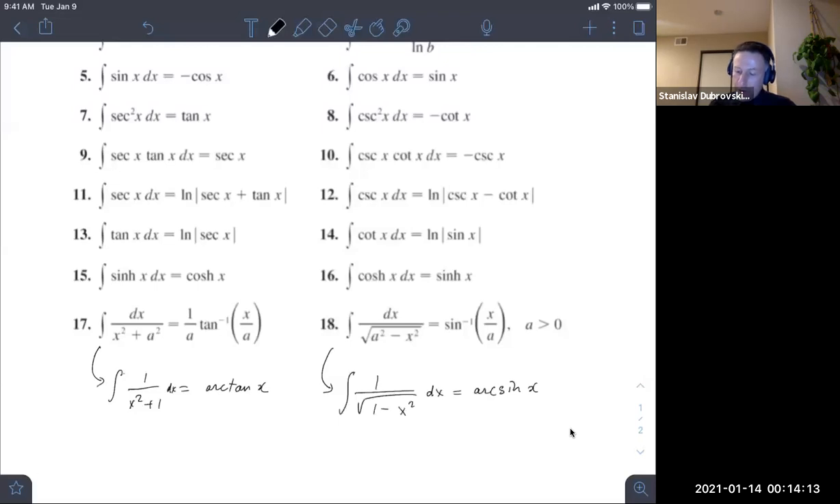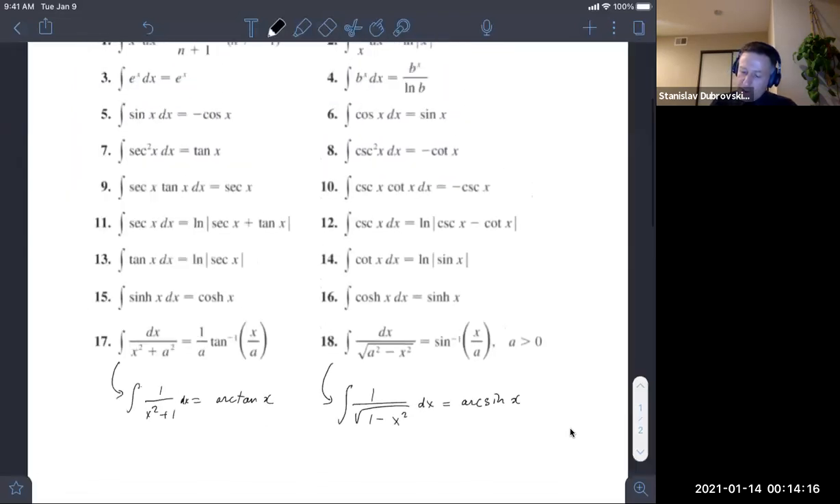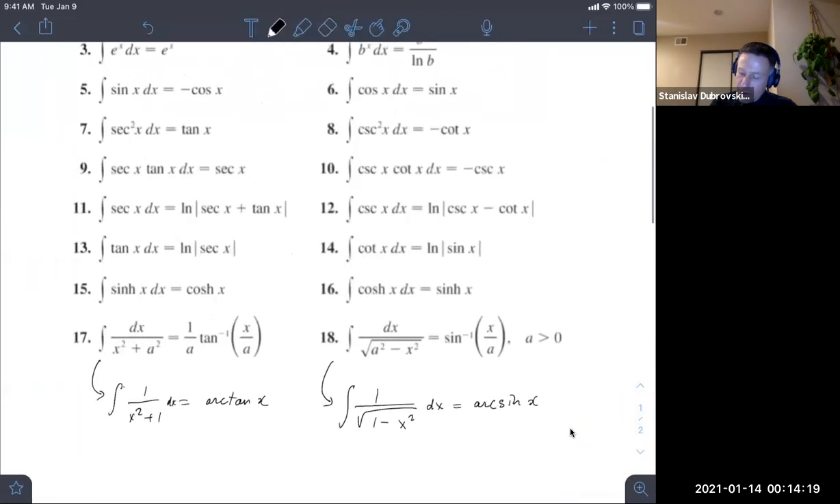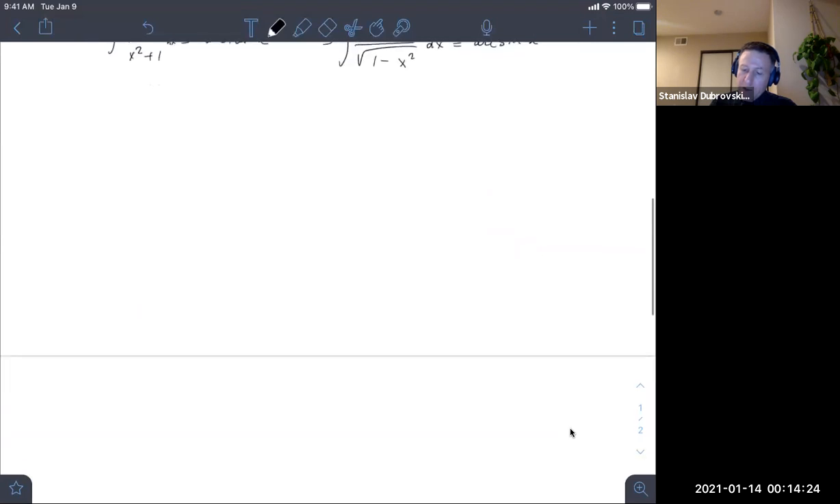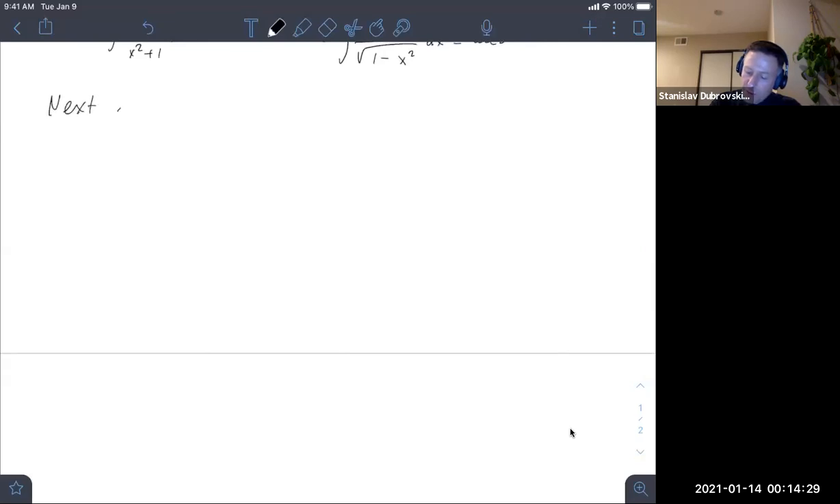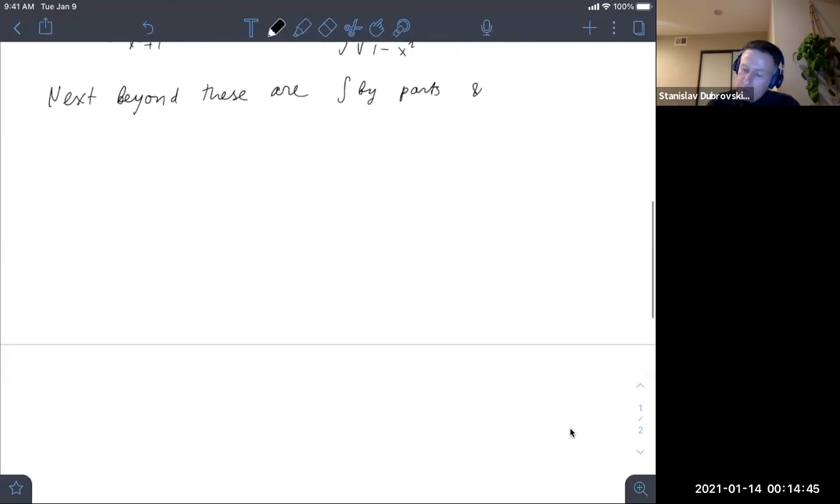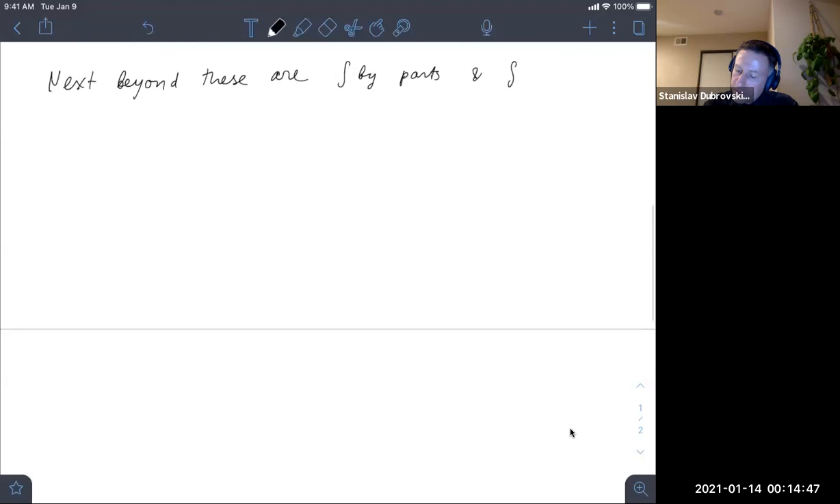Okay, what is the next level of sophistication? Of course, after that, we'll fall onto the basic techniques for integration. So next, beyond these, are the two main techniques of integration, which are integration by parts and u substitution.